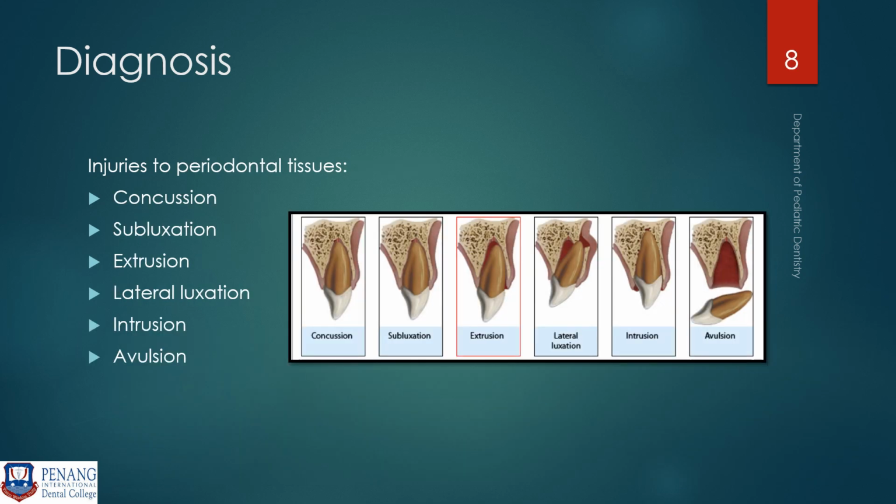Then you can have injuries to the periodontal tissues or the supporting tissues, which can take the form of concussion, subluxation, extrusion, lateral luxation, intrusion, and avulsion. So we will have a look at these in more detail as we go along. So there could be injuries to the dental hard tissues, there could be injuries to the periodontal tissues or the tooth supporting tissues. So the diagnosis will fall in one of these categories.